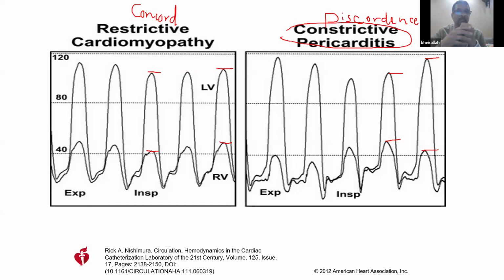Now the question is, why do we have discordance in constriction? Why?